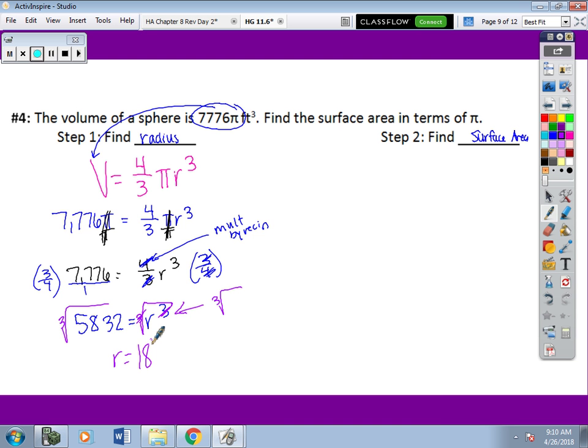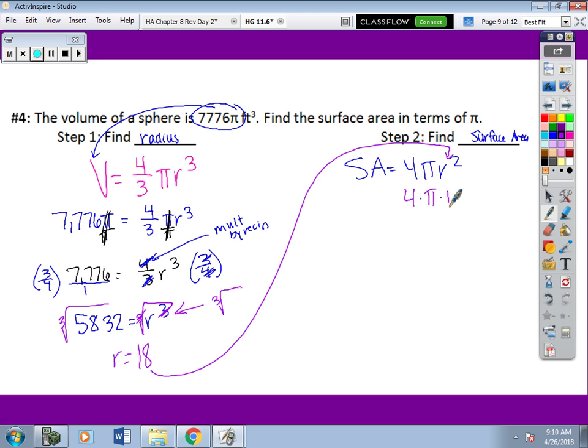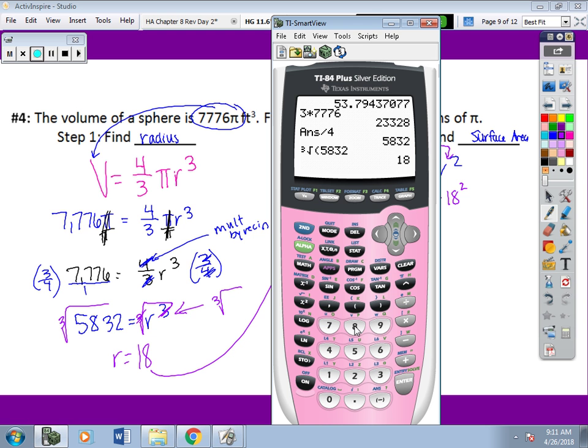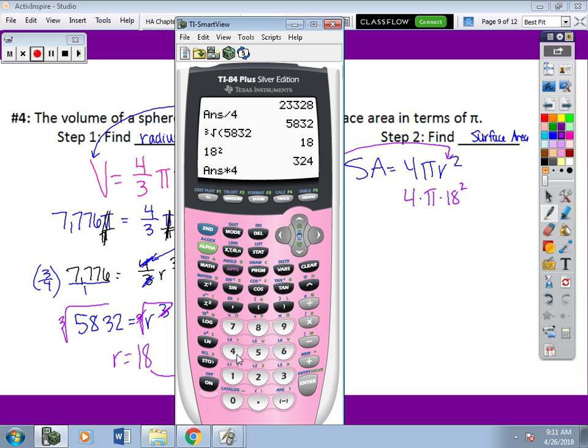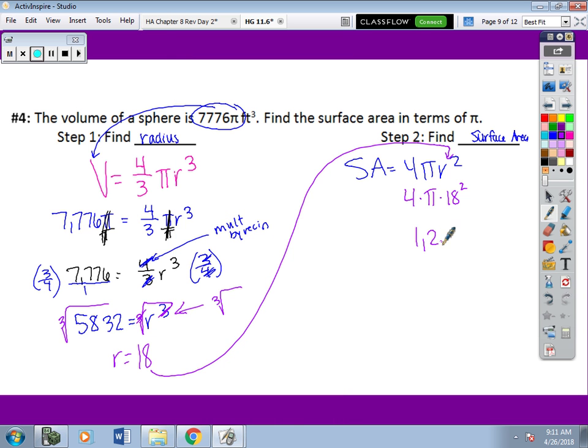Not always will it come out to be a nice, neat number. So if it doesn't, then you're going to have to keep that answer and use it for the second part. Now we want to find the surface area, so we'll use our surface area formula for 4 pi r squared. Plugging in 18. And they want this in terms of pi. So just leave pi alone, we'll square 18. Which will get us 324, and then we'll multiply that by 4. So we'll get 1,296 pi feet squared for surface area.